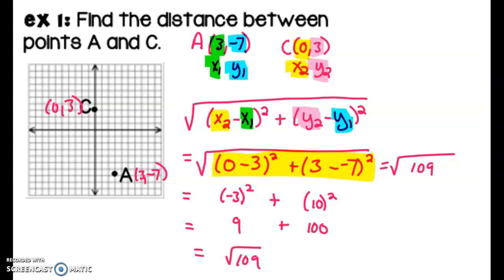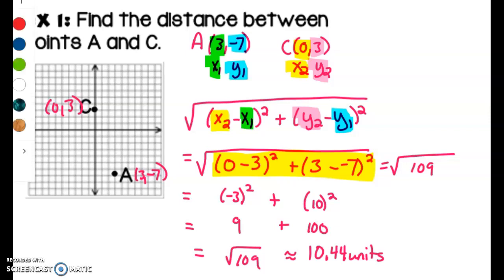So now I'm going to type that in my calculator, and I'm going to just go ahead and round it off to 2 decimal places. That's just kind of a standard I like to do unless it says otherwise. So I get that it is approximately 10.44 units.